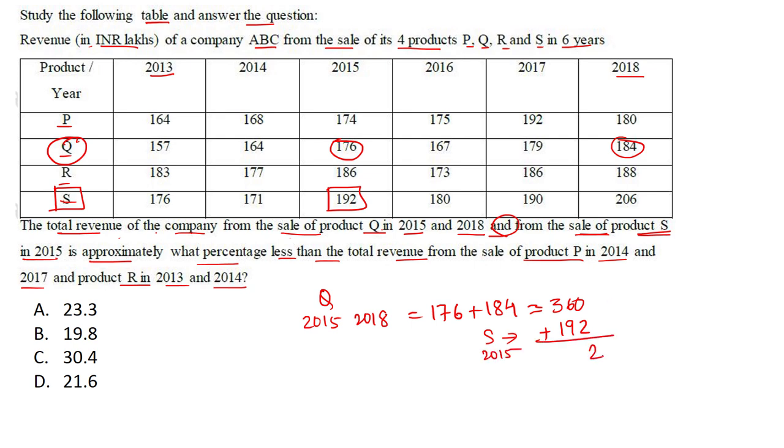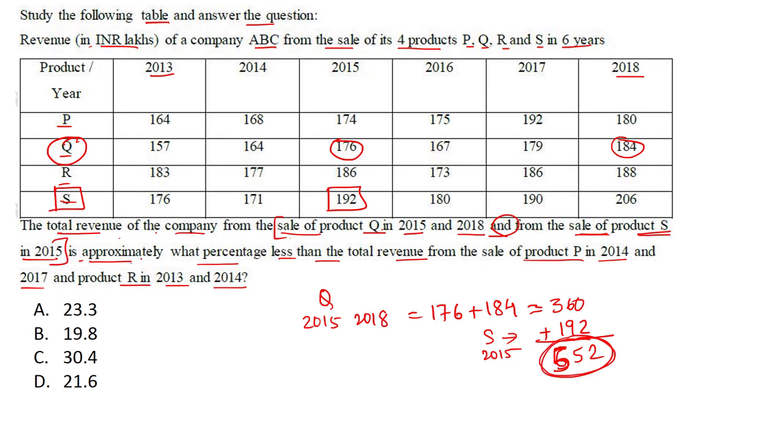So what do I get over here? 552 comes out to be the total sale. So the first section is given. Sale of product from here to here comes out to be 552.